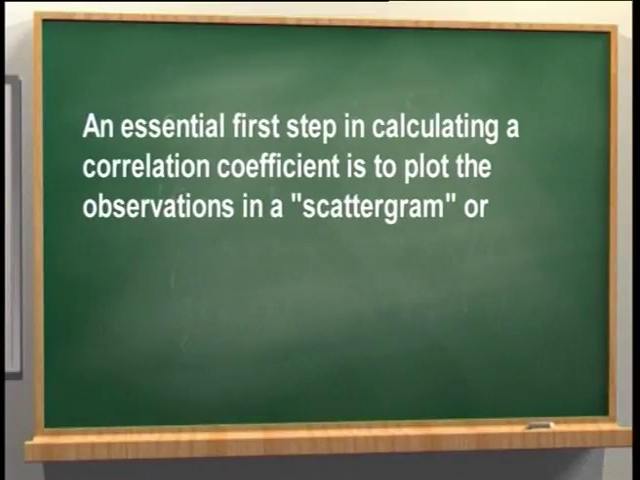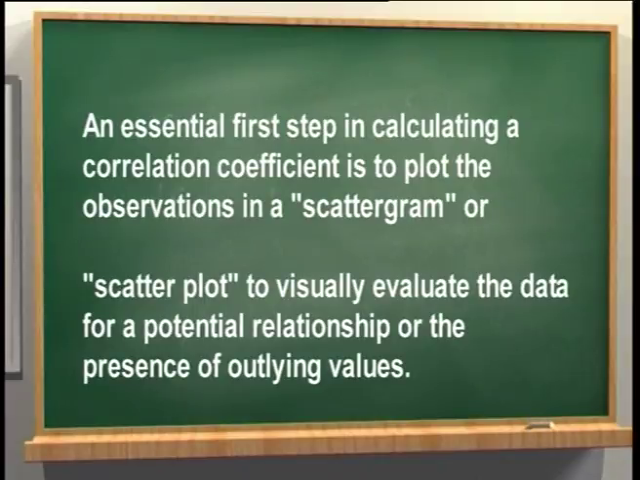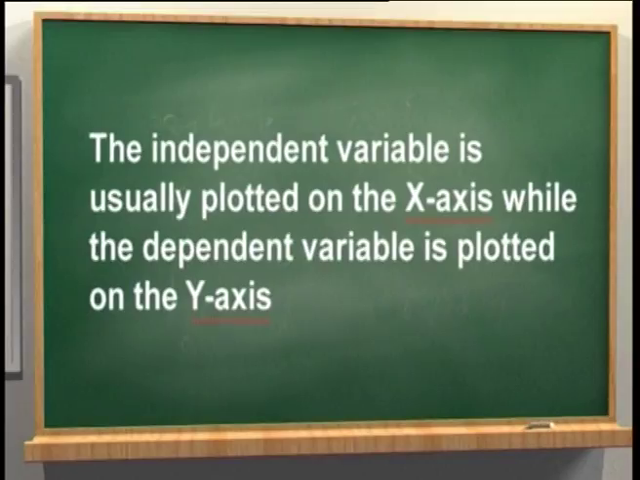An essential first step in calculating a correlation coefficient is to plot the observations in a scattergram or scatter plot to visually evaluate the data for a potential relationship or the presence of outlying values. It is frequently possible to visualize a smooth curve through the data and thereby identify the type of relationship present. The independent variable is usually plotted on the x-axis while the dependent variable is plotted on the y-axis.